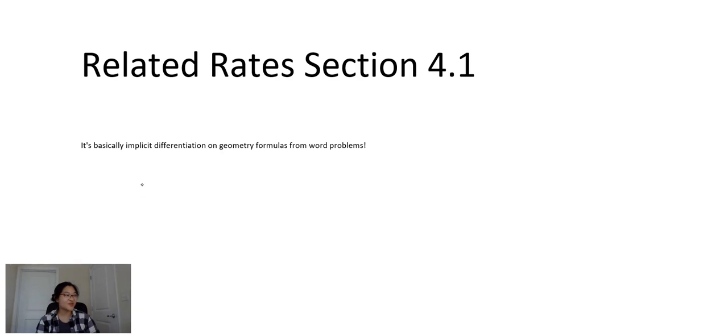All right, y'all, here we go, related rates. So this is basically implicit differentiation on geometric formulas that we're getting out of word problems. That's the big idea. It's all the things, all at once. Here we go.